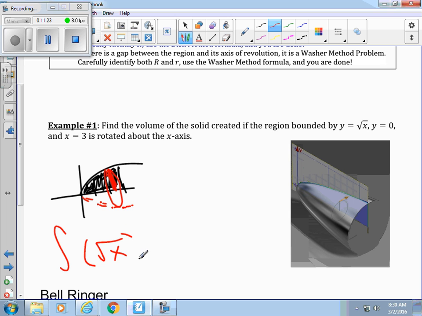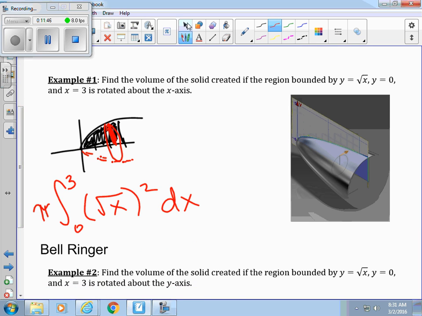Square root of x is my radius. But remember, it's pi r squared. A lot of times people will forget the pi. Remember, you've got to integrate the area curve, which is pi r squared, from 0 to 3. Where did I get 0 to 3? Yeah, the region is going from 0 to 3. I could do that one without a calculator. Would you agree?